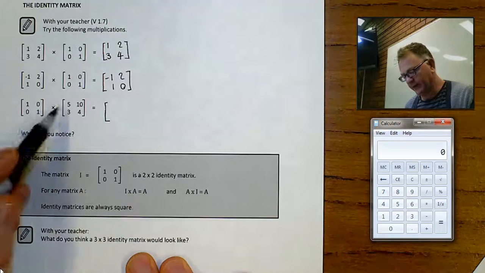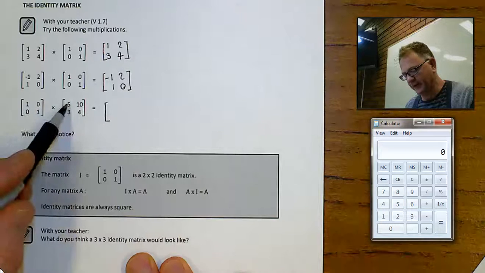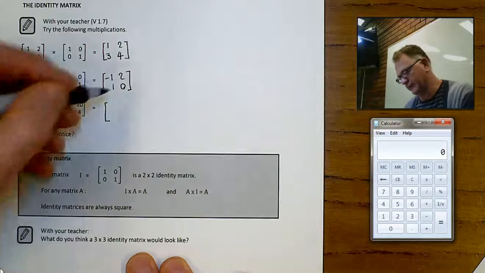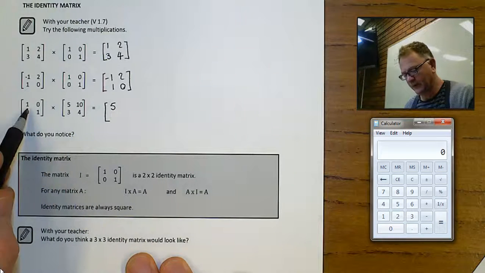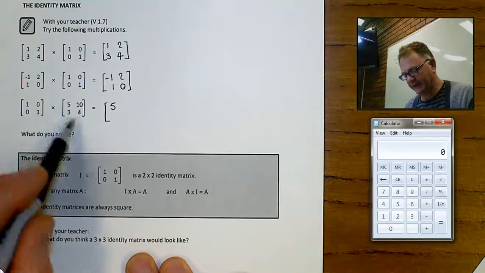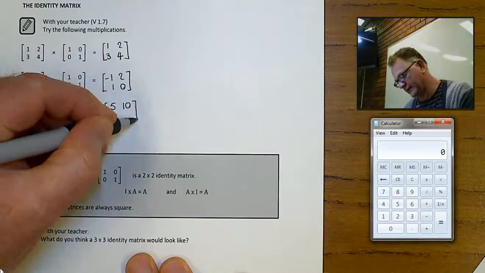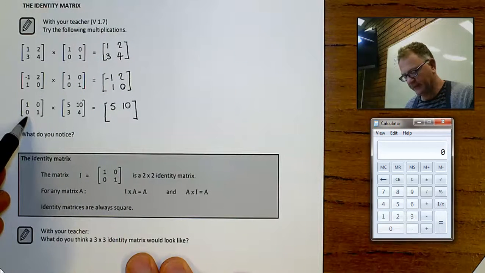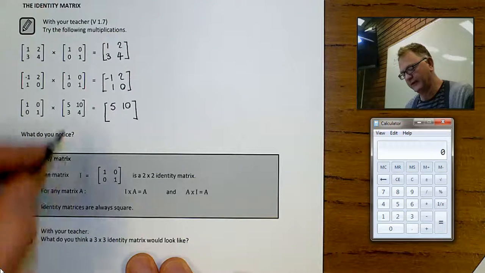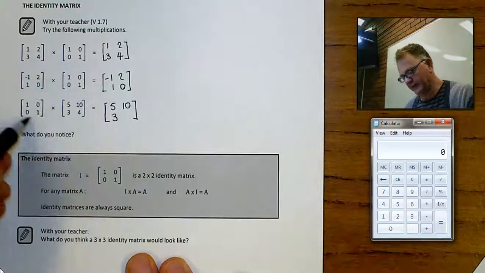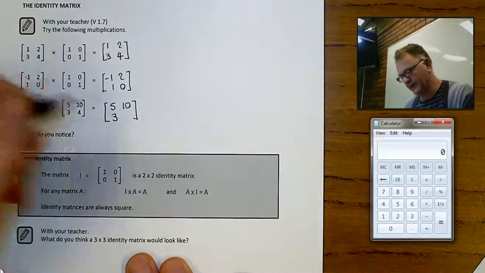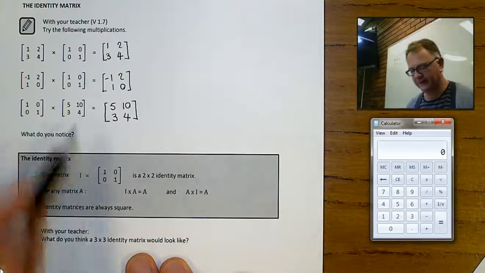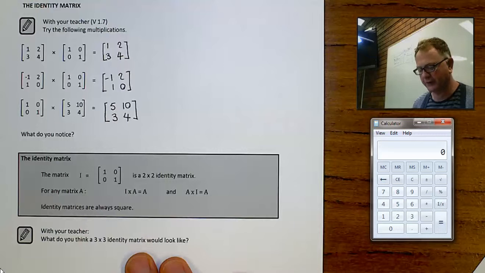So it's rows by columns. 1 by 5 plus 0 by 3 is going to equal 5. Row by column. 1 by 10 plus 0 times 4 is 10. This row by this column is 0 times 5 plus 1 by 3. And this row by this column is 0 times 10 plus 1 by 4. And the matrix we get for our answer is the same as the matrix that we multiplied by.